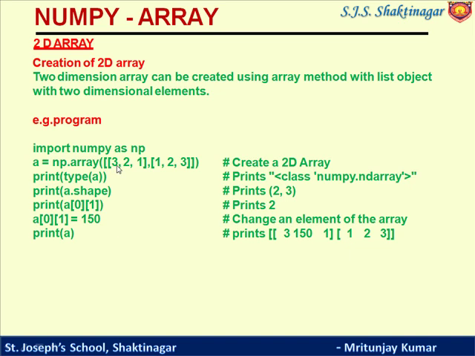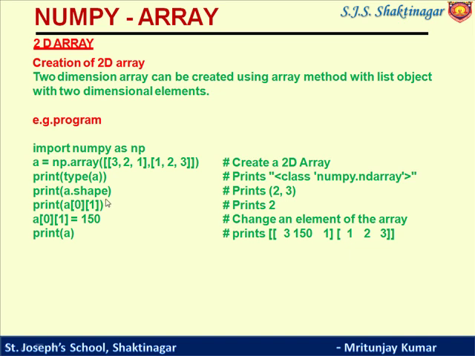In each dimension, that is in each row, there are 3 columns. So this is the first row 3, 2, 1. This is the second row 1, 2, 3. So this creates a 2D array that contains 2 rows and each row contains 3 elements. Now similarly we will print the type of this array. So it will print numpy array.